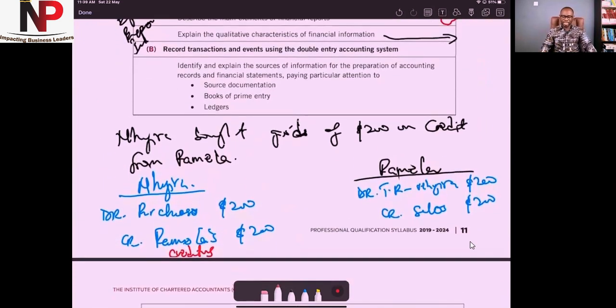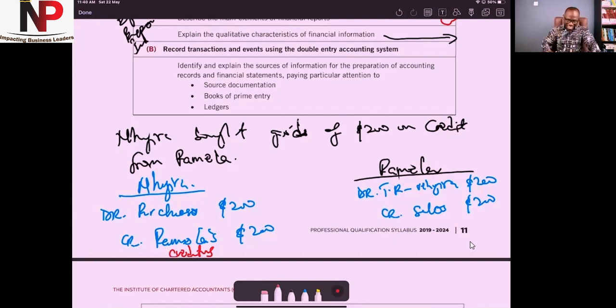We're looking at the various books of prime entry, and we're going to be getting into this. We have the sales day book, the purchases day book, the return inwards day book, the return outwards day book, the cash book, and then we have the journal as well. And we're going to be getting into all of these things. When it comes to the ledger, we have the general ledger and then the personal ledger. The personal ledger includes the receivables control account and then the payables control account, and we will get into all of these things.